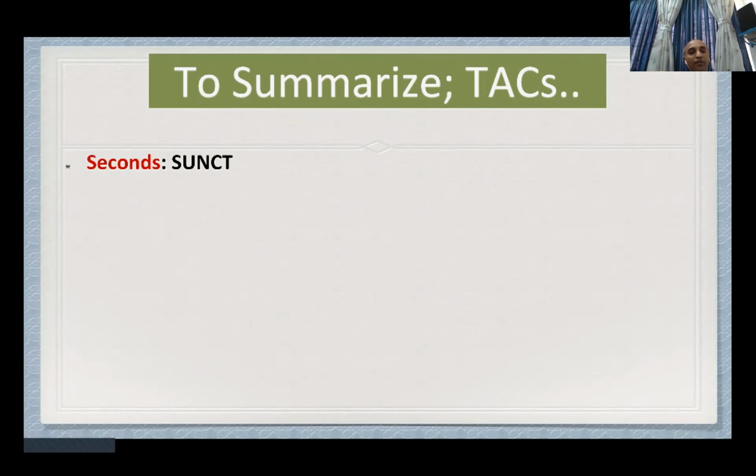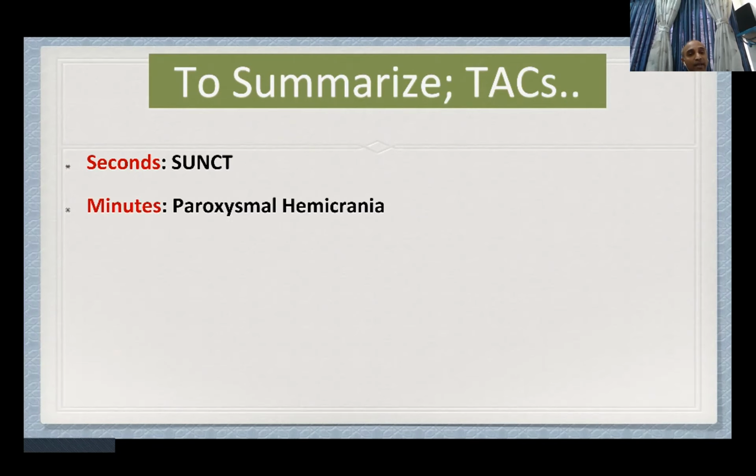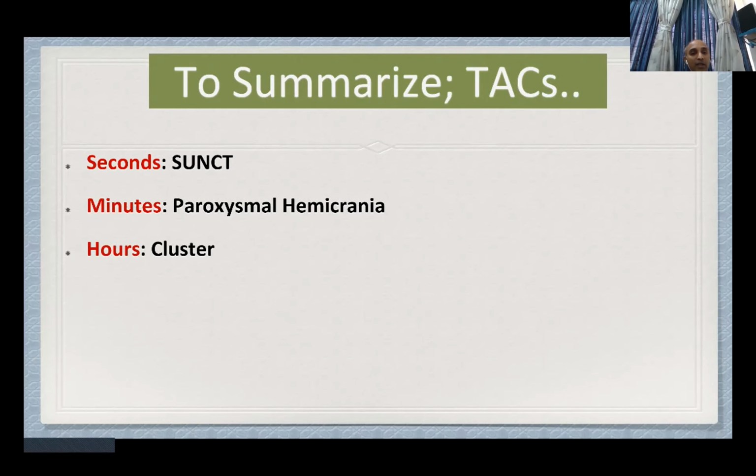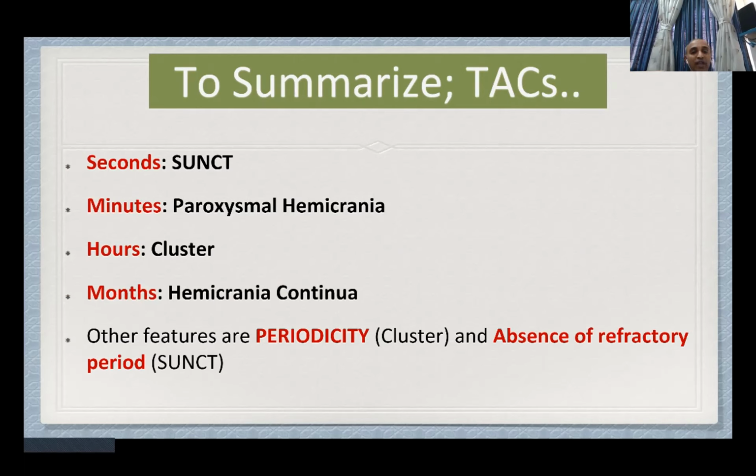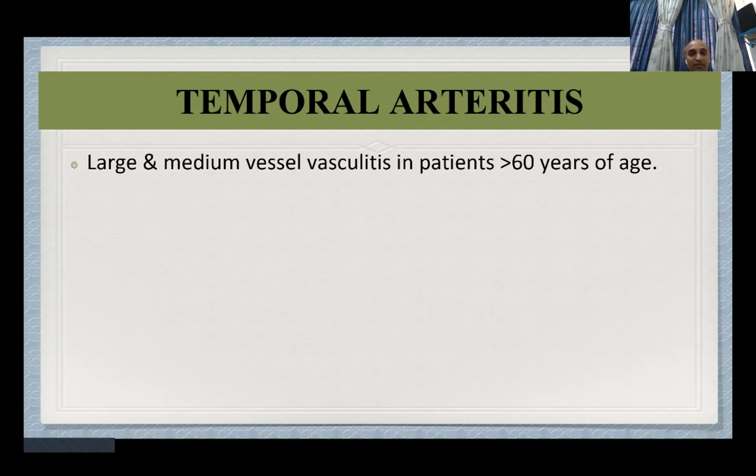If it lasts for a few seconds, it is SUNCT. If it is for minutes, it is paroxysmal hemicrania. If it goes on for hours, it is cluster. And if it is for months, it is hemicrania continua. If you see periodicity with TACs, it is cluster. If there is an absence of refractory period, it is SUNCT. And you need to always image these patients.